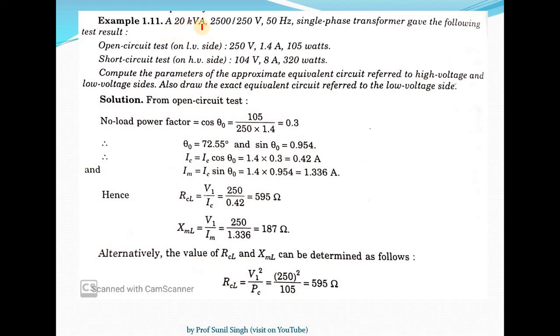It is very simple. A 20 kVA, 2500 by 250 volt, single phase transformer gives the following test results. Open circuit test: as we know, the open circuit test is performed on the lower voltage side, so it gives 250 volt, the lower voltage rated voltage, and some ampere current. This is the watts. The short circuit test is generally performed on the high voltage side, so it is the rated current at the high voltage side, 20 kVA divided by 2500, which gives 8 ampere, and 320 watt. Calculate the parameters of the approximate equivalent circuit referred to the high voltage and lower voltage side.